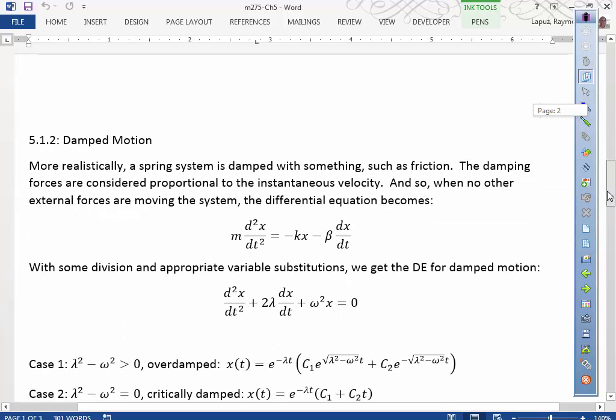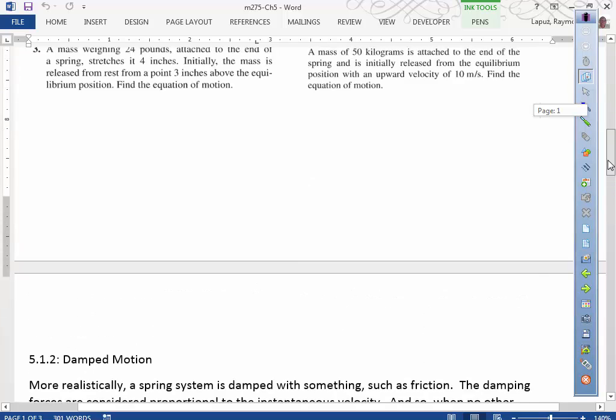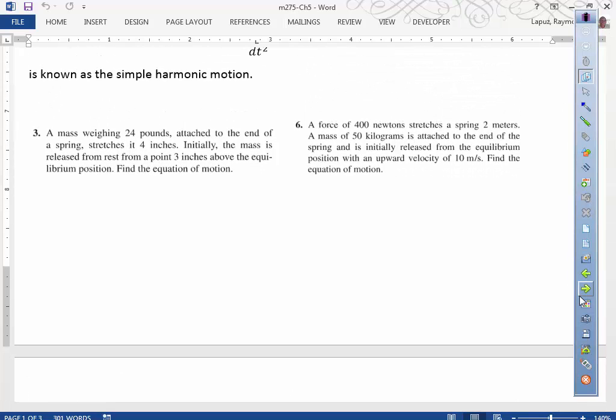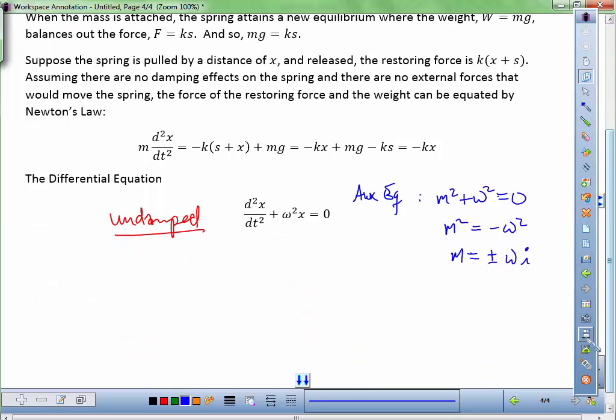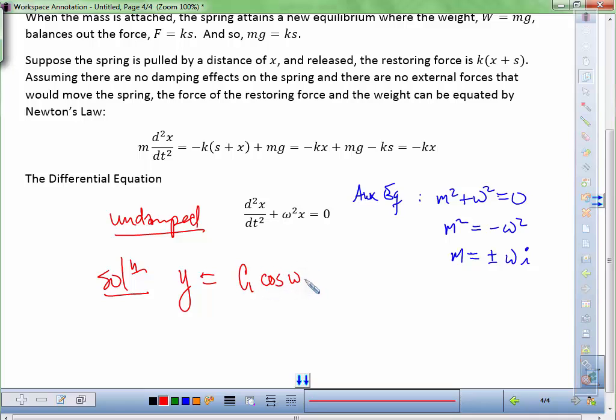oh, I didn't write the solution down. Well, you know what it is. Your solutions then should be, what would it be? Sines and cosines. So x equals c1 cosine omega t, we're using t now, plus c2 sine omega t.